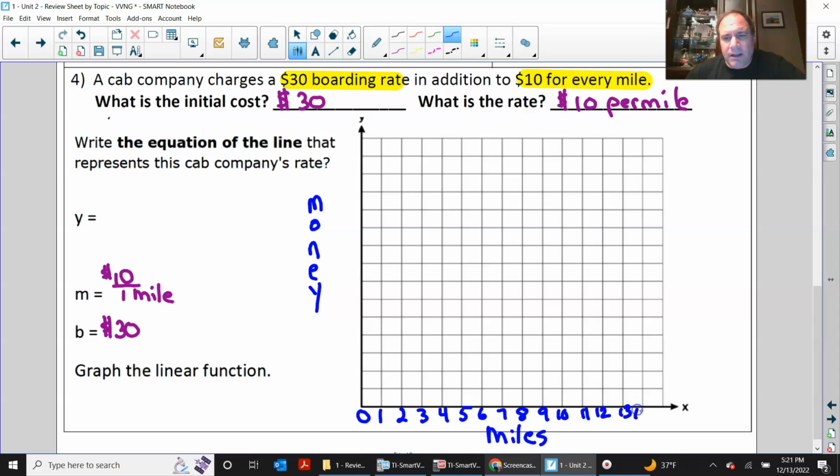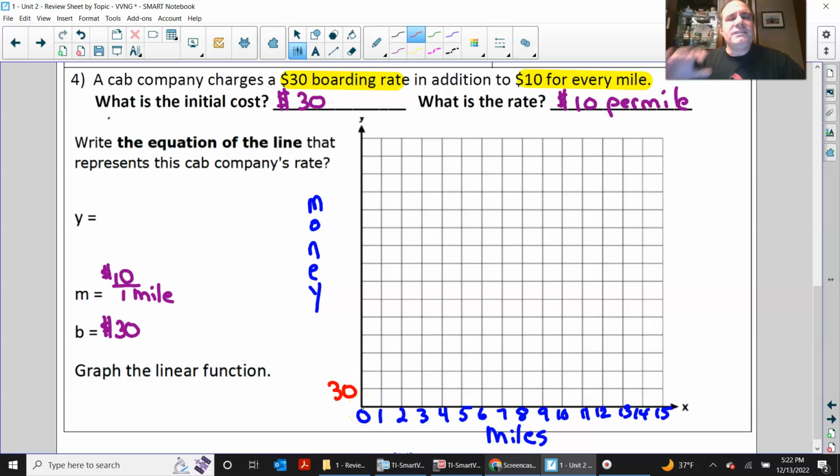And we're going to go all the way up to 15, just like that. So now comes the more difficult part, right? The money part. So we're going to start with whatever the cab company charges for just the first charge, the initial rate, the boarding rate, which is $30. That's exactly what we're going to start with. We're going to start with 30.